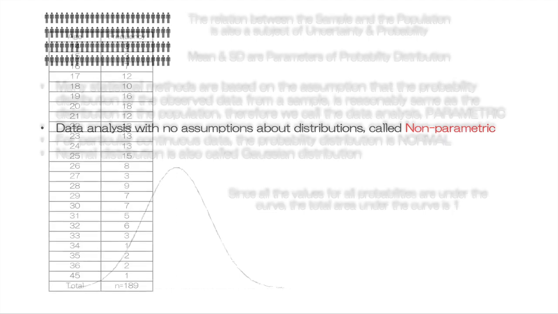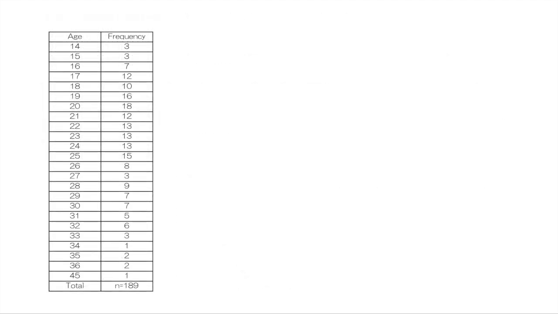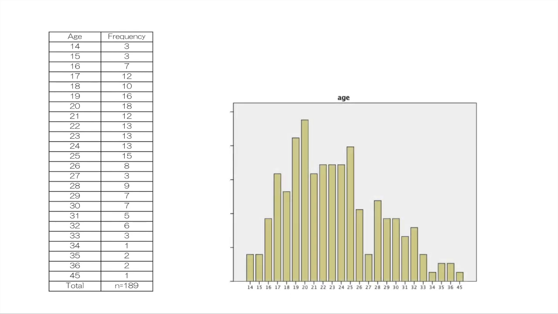Let's have an example. In this example, we want to describe the variable age, which is continuous. As you see, we have 189 cases with age between 14 and 45. And if we show it as a bar chart, we can see that the distribution, or this pattern, doesn't show us much information.